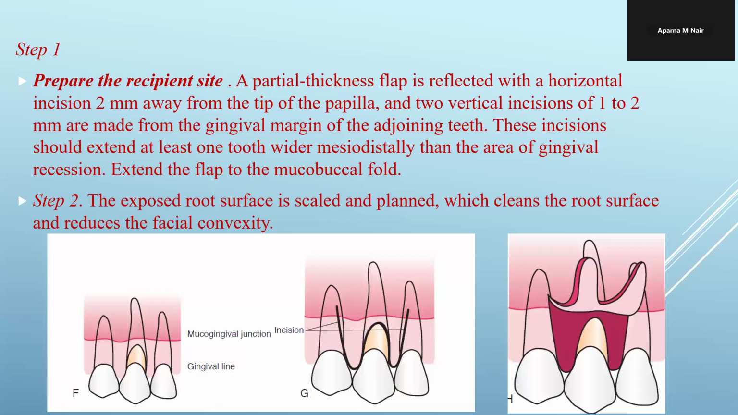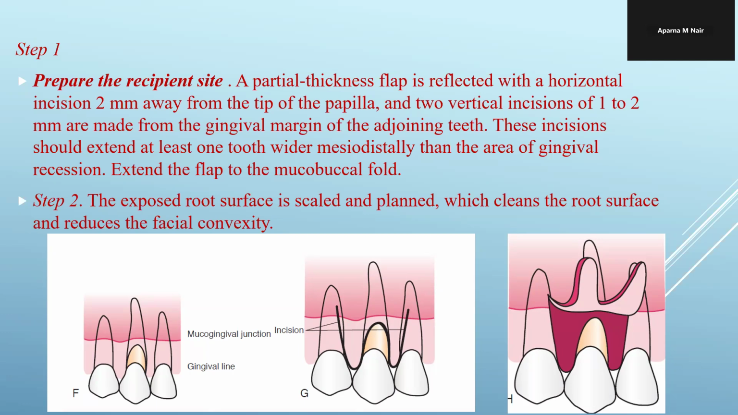The technique includes preparing the recipient site. A partial thickness flap is reflected with a horizontal incision 2 mm from the tip of the papilla, and two vertical incisions of 1 to 2 mm are made from the gingival margin of the adjoining teeth. These incisions should extend at least 1 tooth wider mesiodistally than the area of gingival recession. Now extend the flap to the mucobuccal fold.